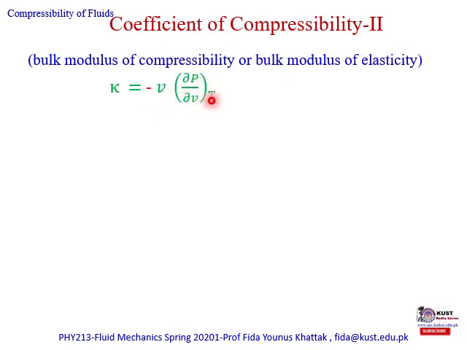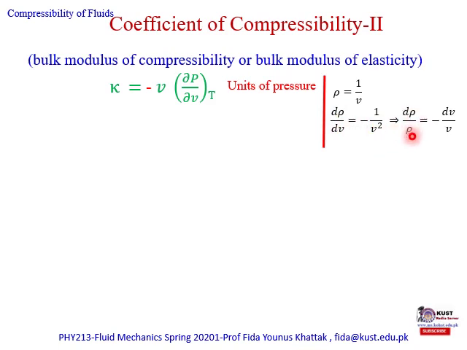If we look at the dimension here, we have volume dimension in the numerator, and we have the volume dimension in the denominator. That would mean that kappa will have the dimension of pressure. So the unit we use will be the unit of pressure for the coefficient of compressibility. In terms of the specific volume, we can write density is equal to 1 over V. That would mean that d rho over dV is equal to minus 1 over V squared. And rearranging, we will get d rho over rho is equal to minus dV over V.